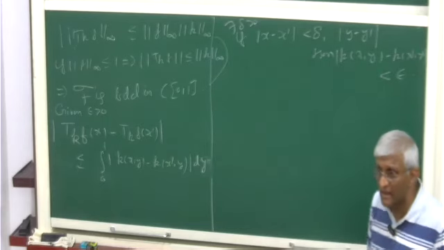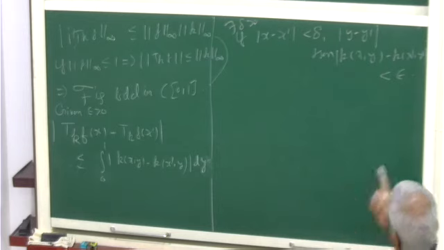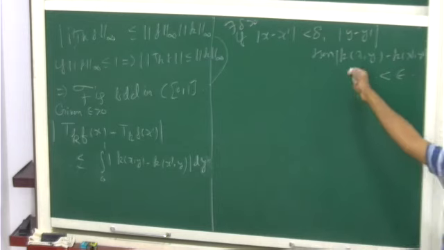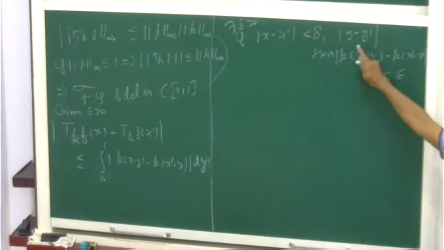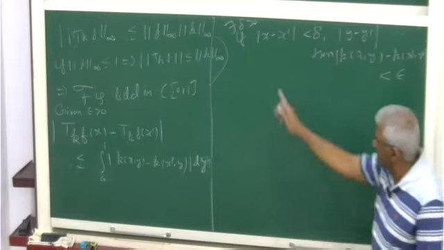K is uniformly continuous. K is continuous on a compact set, so it is uniformly continuous. So there exists a single delta for all these things. Now you can take y equal to y prime, which will still be less than delta. So this is true.